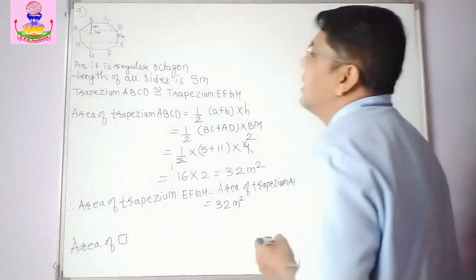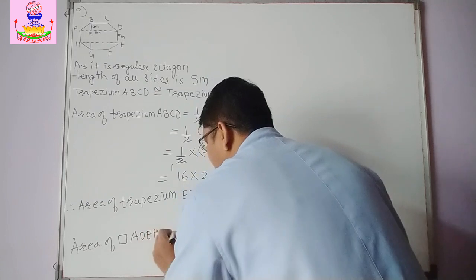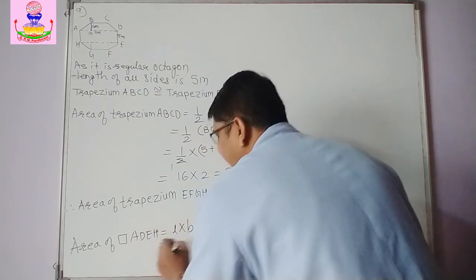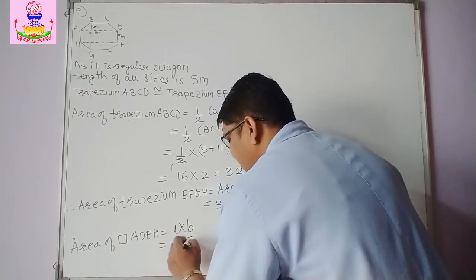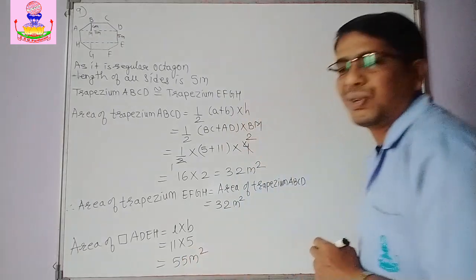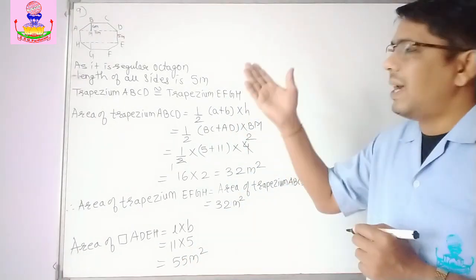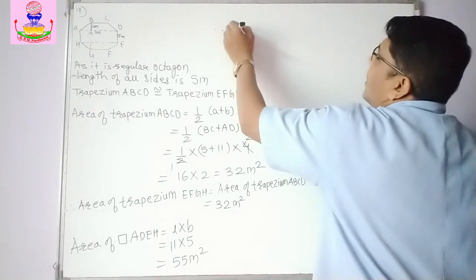Okay, now we can find out area of rectangle. Area of rectangle, what is the name? ADEH. That is equal to, what is the formula? Yes, length into breadth. What is the length? 11. What is the breadth? 5. And 11 5s are 55 meter square. Okay, now I can find the area of regular octagon.